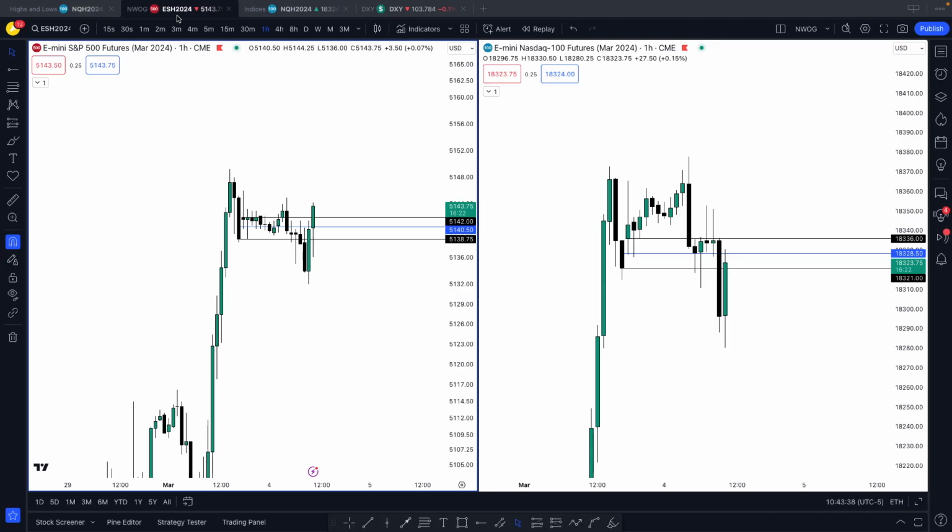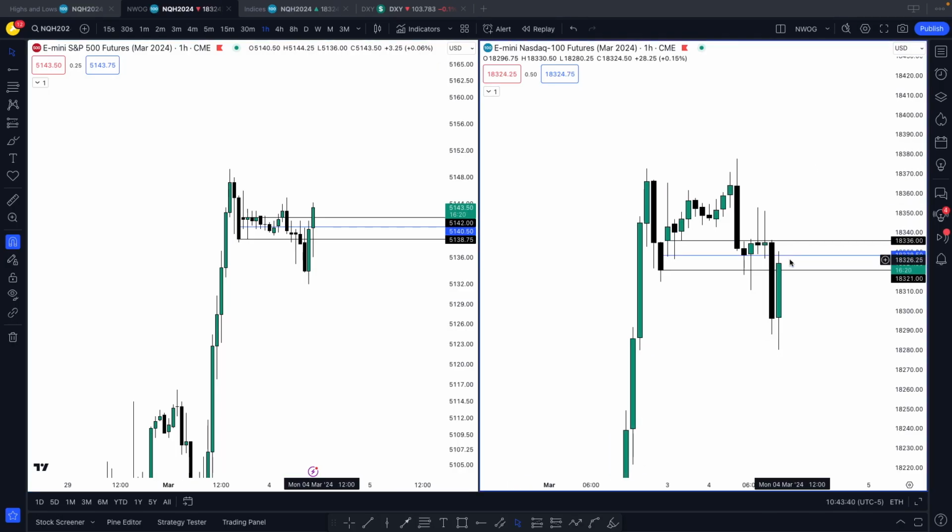Let's look at that new week opening gap again as well. We're still below the opening price of the week. ES trading above it and reaching up toward the buy side up here.